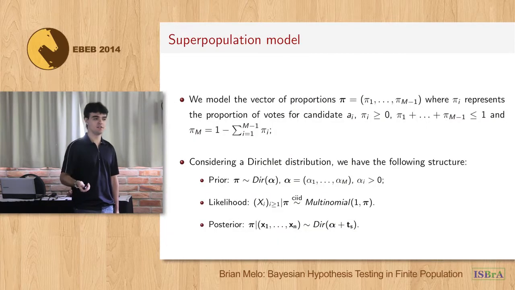Again, if n is large, what we usually do is consider the proportions. So now we have the vector π1 to πn−1, and we define πn as 1 minus the sum of the others. These are the proportions of each candidate. So we consider the Dirichlet multinomial model, and the posterior will be a Dirichlet distribution with updated parameters.